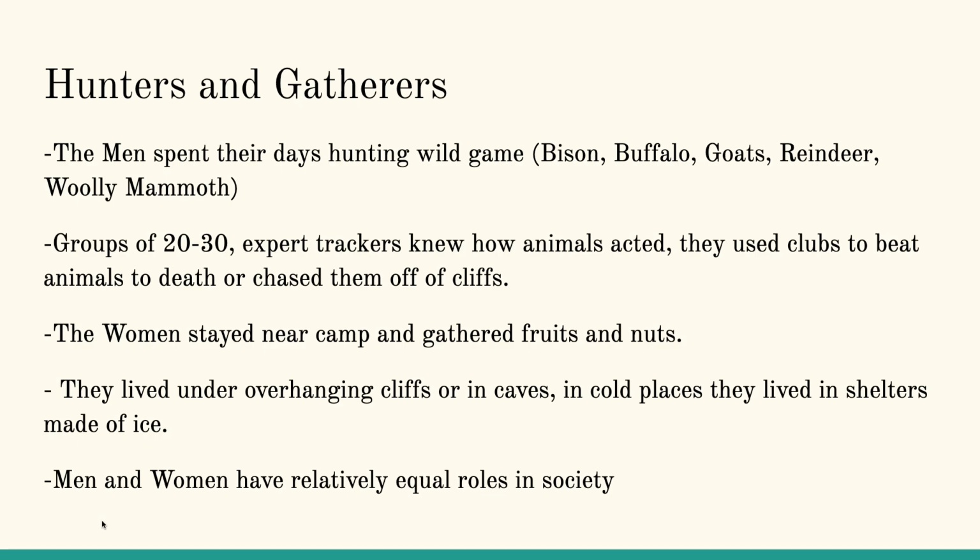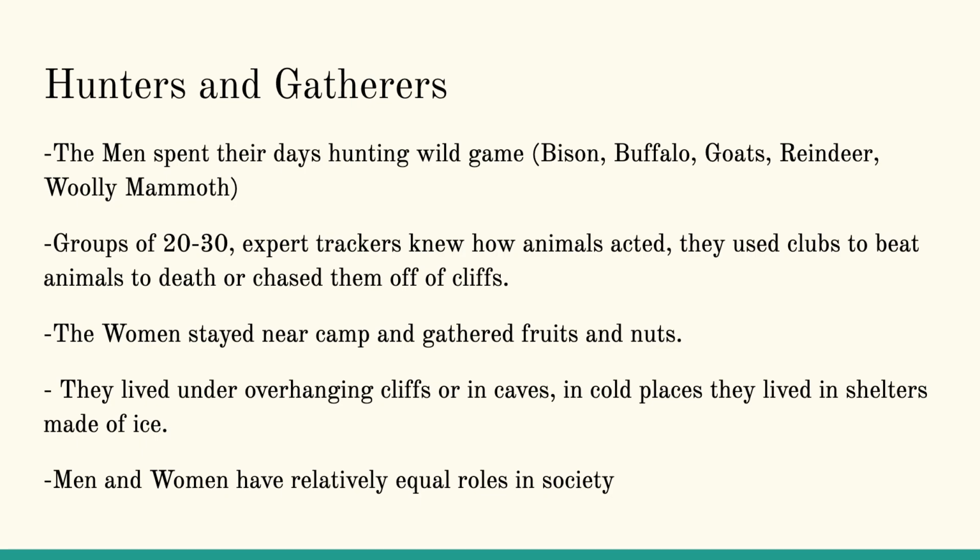The way that this happens is groups of 20 to 30 expert trackers are going to go out on a hunt, so a large amount of people. They're going to use, at first, in the older part of the Paleolithic period, clubs and maybe even their bare hands to beat animals to death, or even chase them off of cliffs, okay, by scaring them, basically outnumbering a group of animals and then scaring them off of a cliff or into other bad situations. And later on, in the later part of the Stone Age, we're going to be able to create tools that are going to help us with this. Spears, knives, things like that.